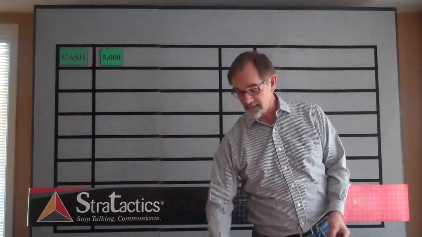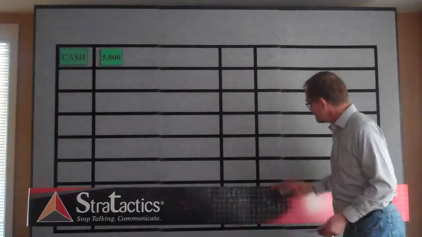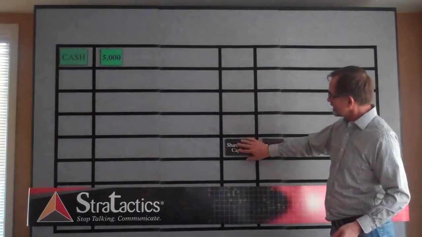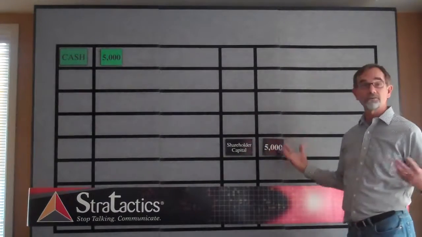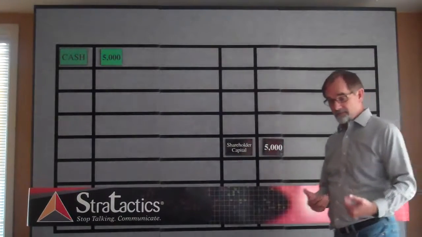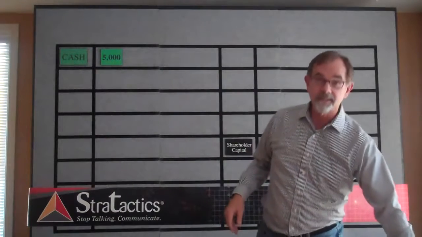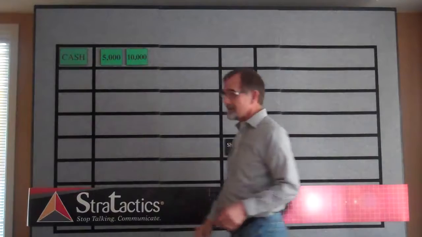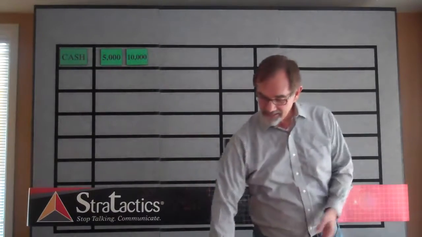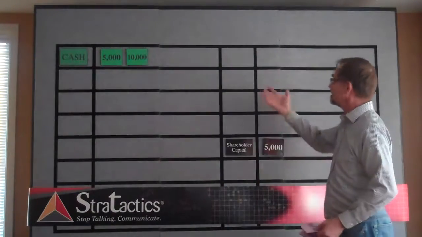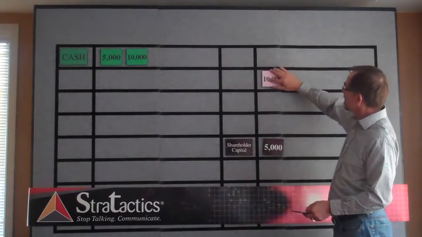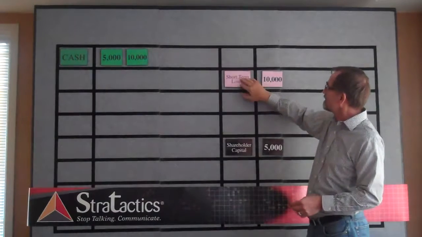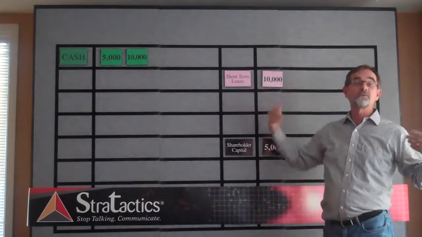Let's assume you've set your business up as a corporation. This is your $5,000 that you provided, and you are the shareholder, so this is called shareholder capital. Now, from the bank, we got an additional $10,000. So I'll put that right here. That's the cash. Of course, the bank is not a shareholder, so we have to create another category. We're going to put $10,000 pink here and call that short-term loans, or you might see it called notes payable.